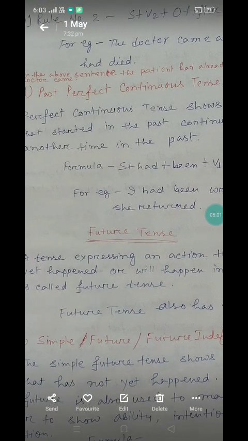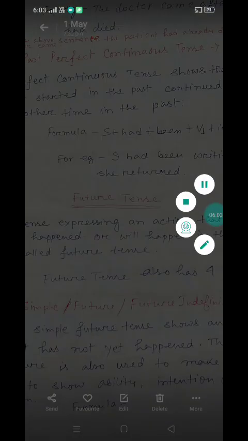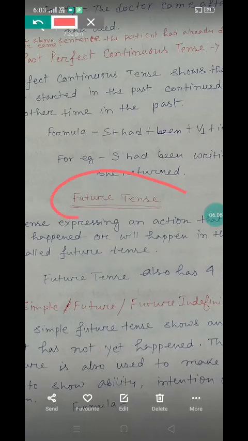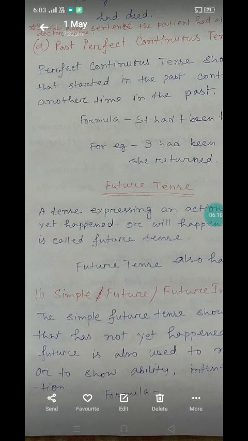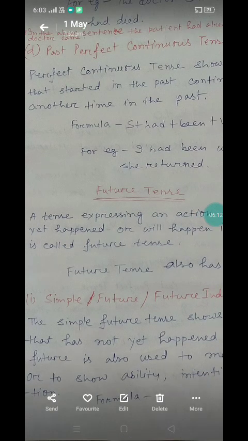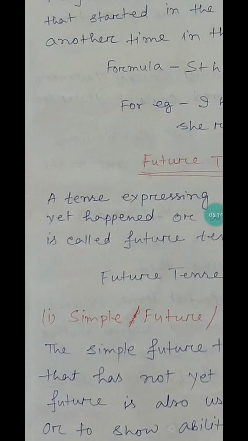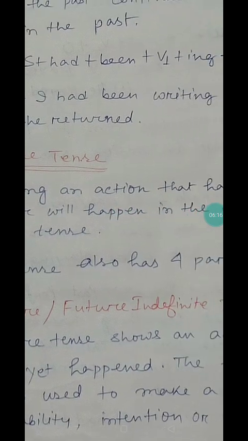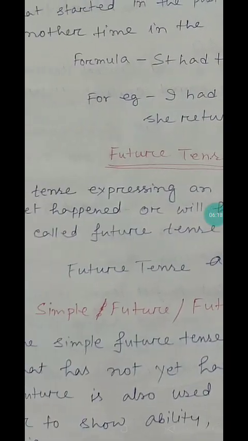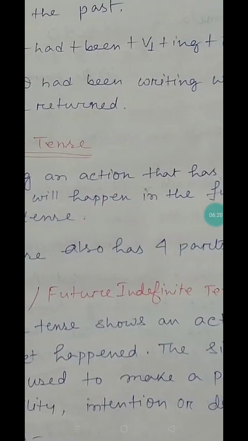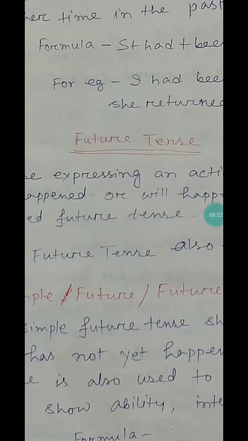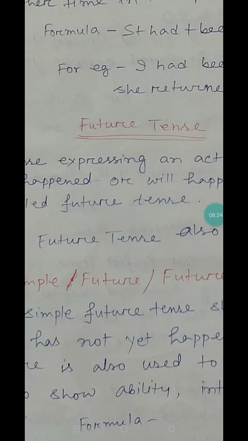Now coming to the next tense, which is future tense. So future tense means something which will occur in future that has not yet happened. So here see the definition, students. A tense expressing an action that has not yet happened or will happen in the future is called future tense.